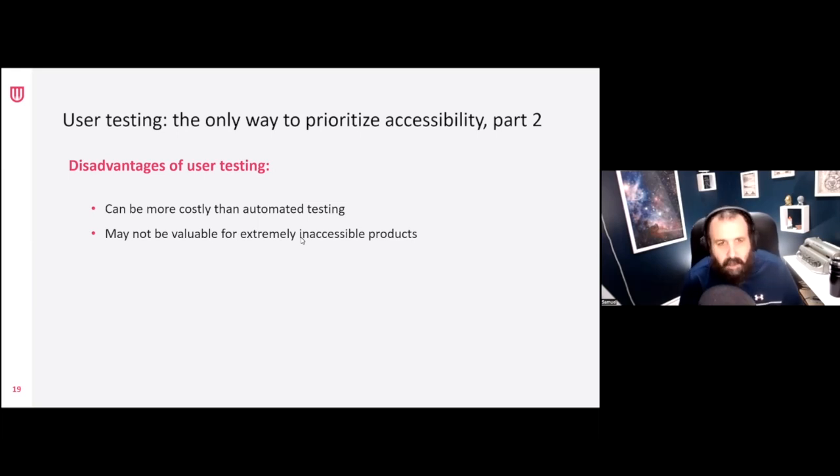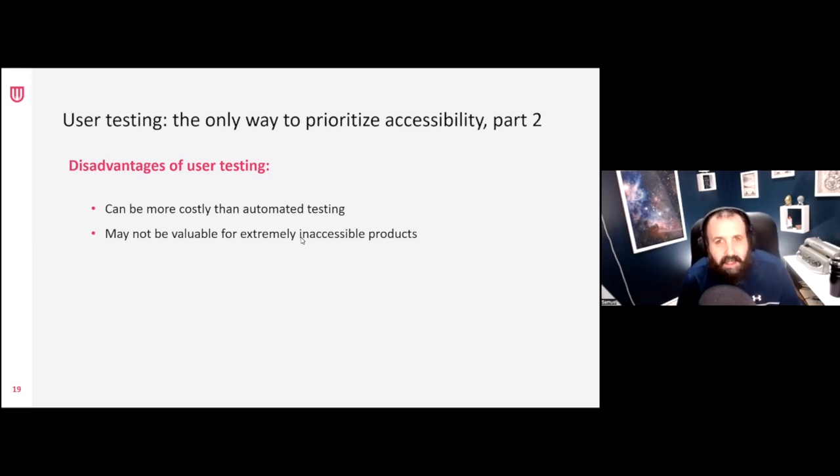Of course, user testing can be more costly than automated testing, and it may not be valuable for extremely inaccessible products. As someone with a disability myself, I have been put in the situation of having to test a product where there was no alt text. None of the buttons had been labeled for my screen reader. None of the links had meaningful labels. The layout was inaccessible and confusing. And so it was very, very difficult for me to provide feedback about how this could be improved, because I couldn't understand what any of the intent was.